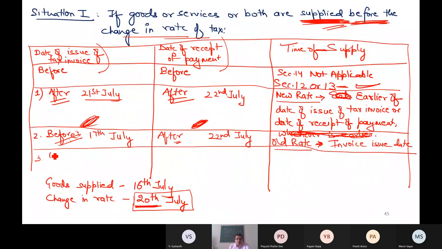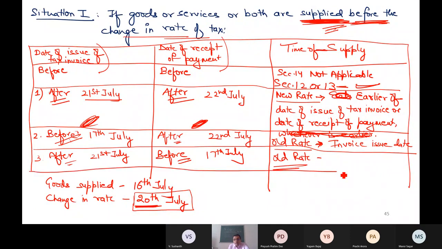Third point, now this is happening after, that means, for example, 21st July, and this is happening before, for example, 17th July. Here also majority is with before. Before supplied, before received. So which rate? Old rate. But which date? Here also, I cannot write issue of invoice because it will give you the answer of after. So I have to write before, which means date of receipt of payment is the answer.